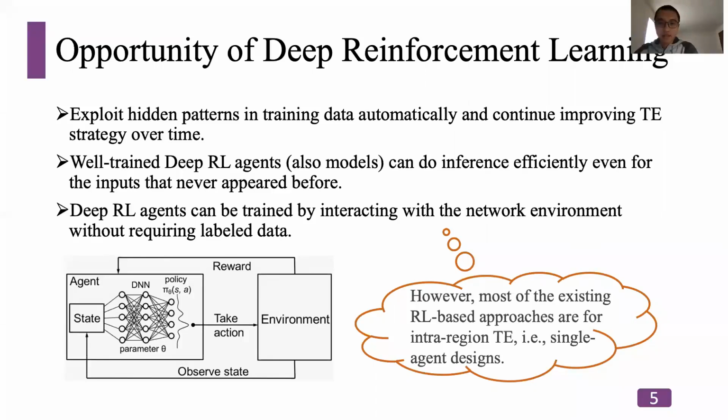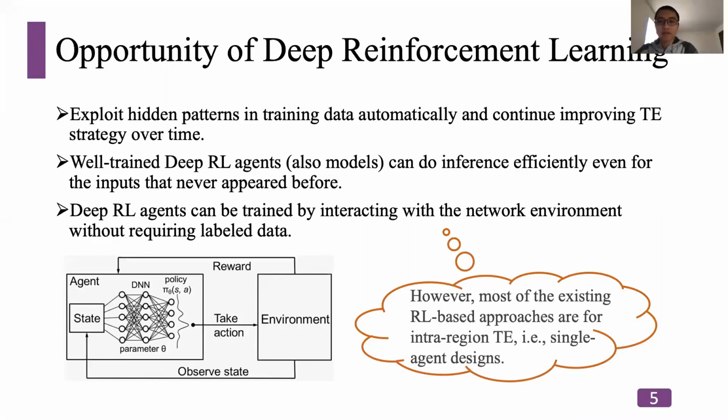DeepRL agents are trained by interacting with the network environment. Typically, the agent observes network state and outputs a routing action. After the execution of the action, the environment transforms from the current state to a new state and returns a reward to the agent. The goal of the agent is to learn a policy for maximizing the cumulative reward values.